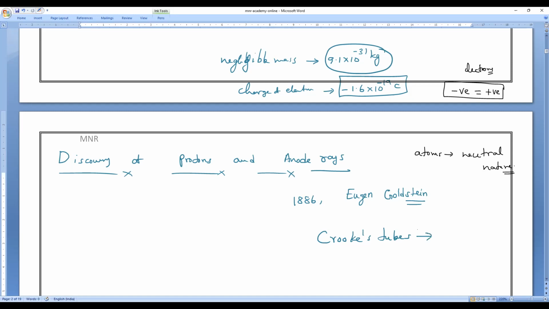A beam of positive ions is what we used to call, yes, protons. Understanding, everyone? The experiment conducted by Mr. Goldstein is the production of anode rays. How did he produce anode rays and what are they? Let us discuss now.